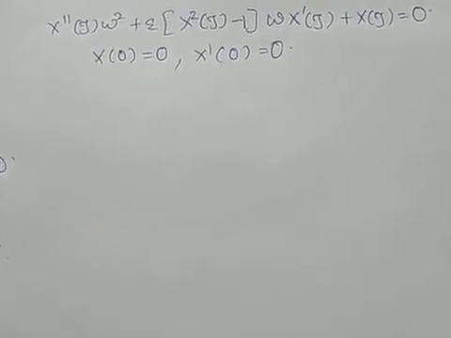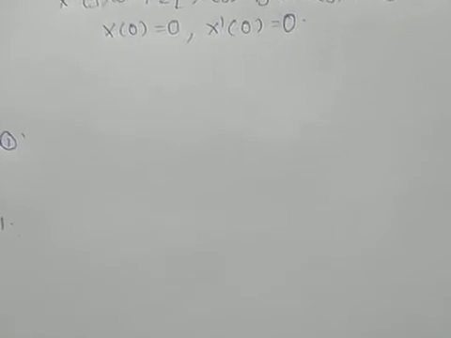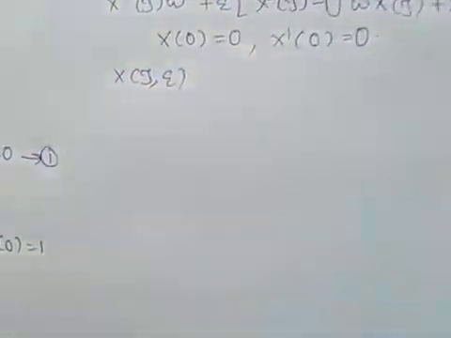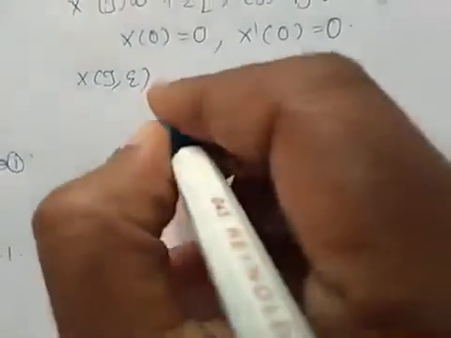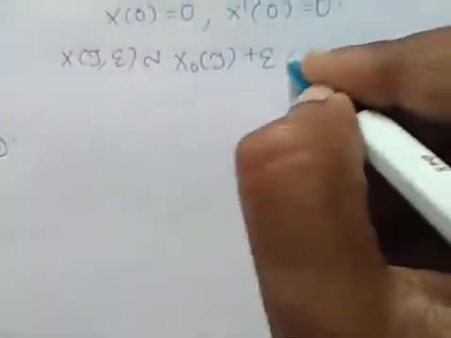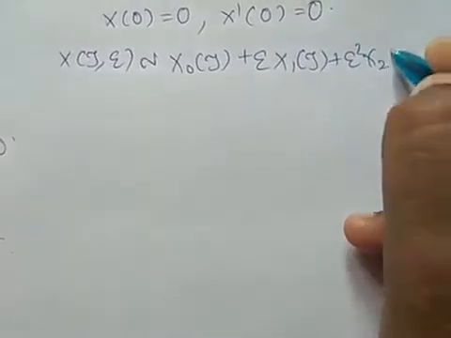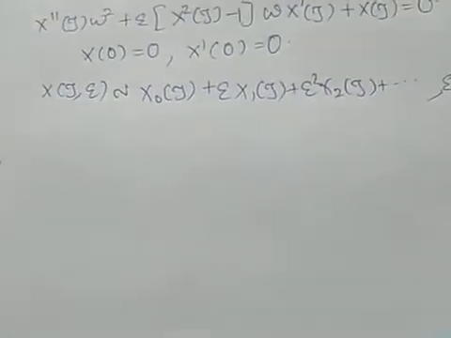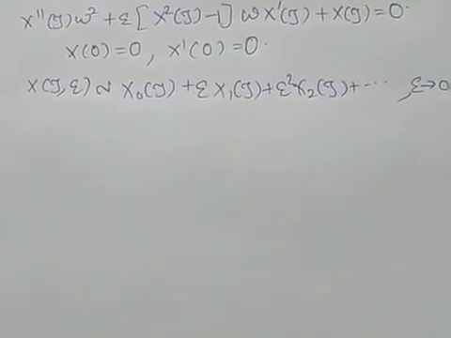Now we are going to use the Poincare-Lindstedt method. So we have the solution x of tau comma epsilon. Now this variable changes to tau, asymptotic to x naught of tau plus epsilon x1 of tau plus epsilon square x2 of tau, etc., as epsilon tends to 0. This is the perturbed solution for the given equation.